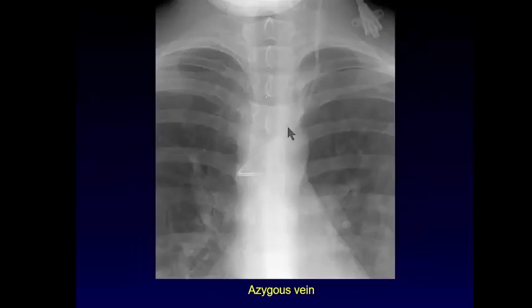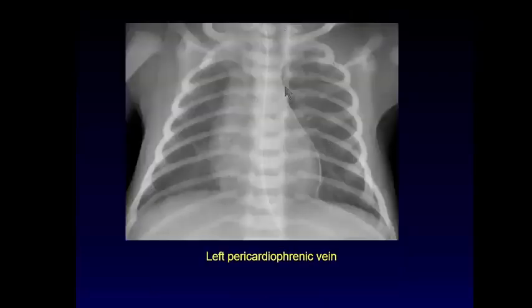Here's the catheter inserted from the left, and this is anatomically the azygos vein, and the azygos vein ascends in the mediastinum up over the right main bronchus. This catheter is in the azygos arch. Here's a catheter running along the left heart border. This is in the left pericardiophrenic vein.